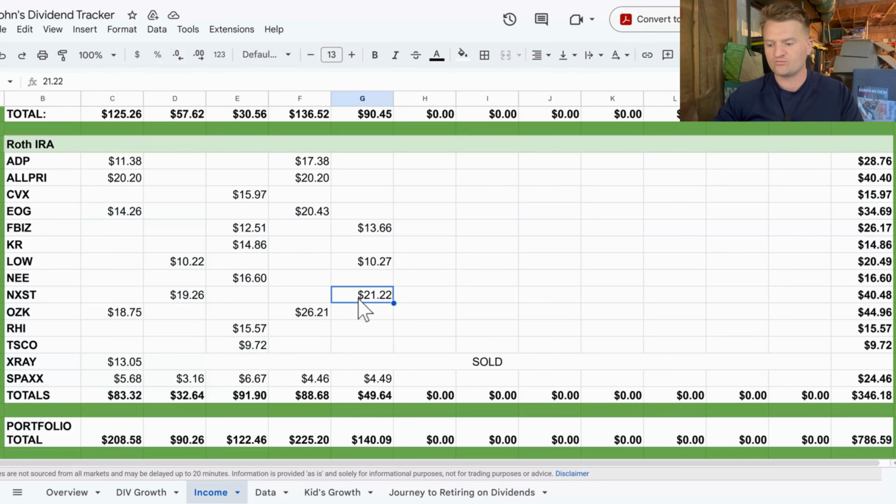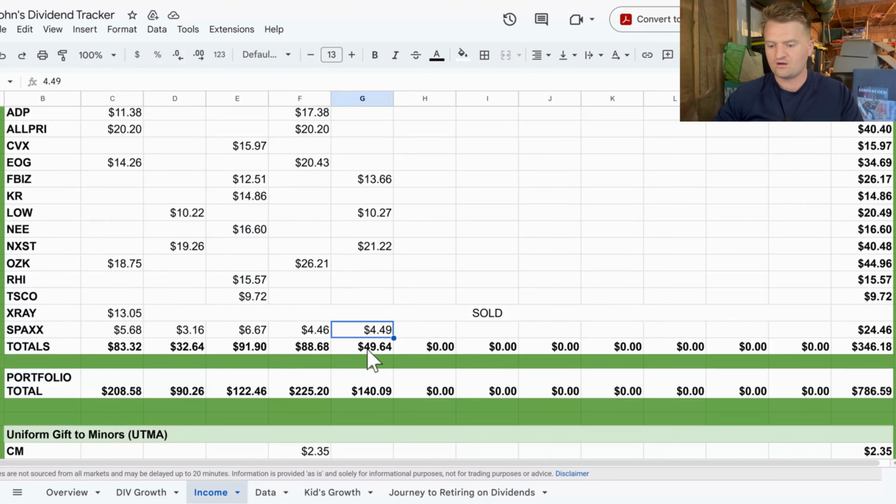NXST, again, another big paycheck there, which is great. And then we got a little interest as well. So in our Roth IRA, our total number of dividends received for this month was $49.94. Our total dividends received for the month for all accounts was $140.09. Almost forgot. Total dividends received year to date for my Roth IRA are $346.18.